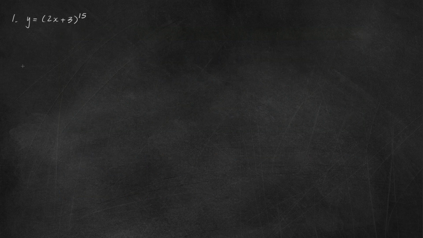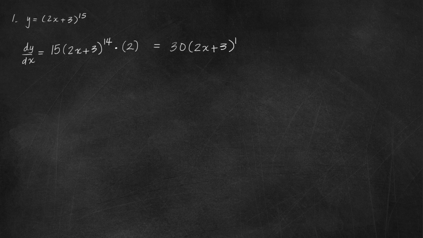Okay, let's practice. So number 1, y equals 2x plus 3 to the power 15. We want to find dy dx. So dy dx equals. Now, when I see this, I'm thinking to myself, this is stuff to the power 15. So my derivative is going to be 15 times the stuff to the power 14 times the derivative of the stuff. And the derivative of the stuff, the derivative of 2x plus 3, is 2. So this is equal to 30 times 2x plus 3 to the power 14.